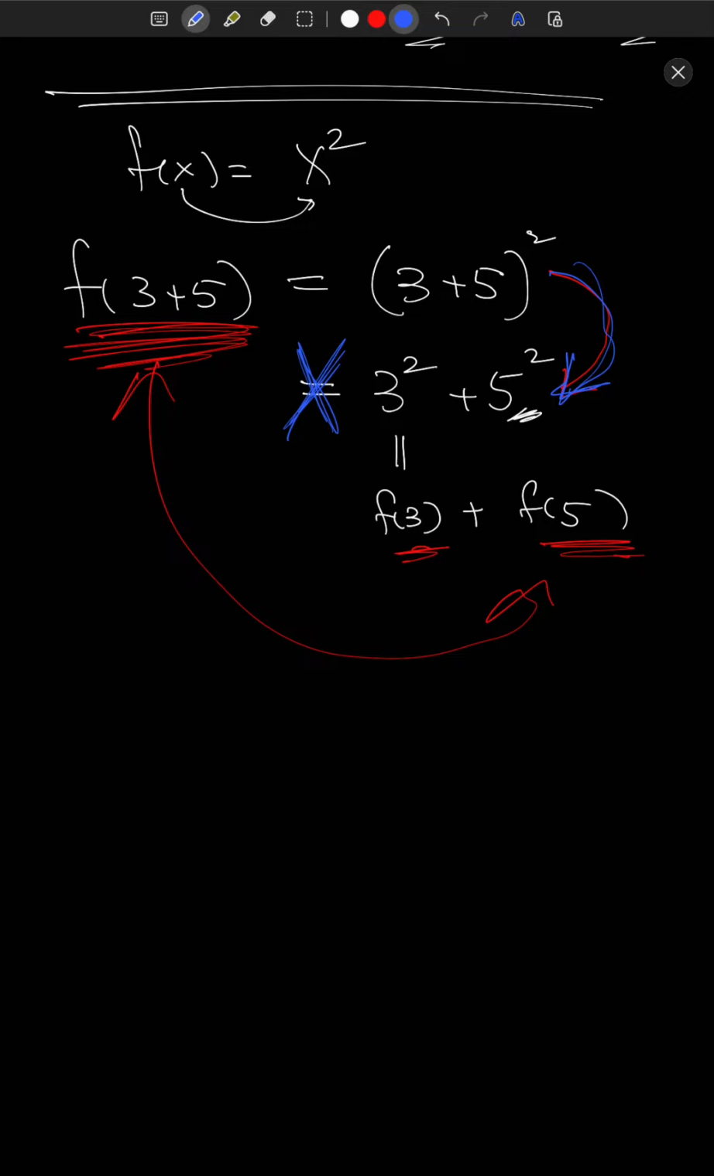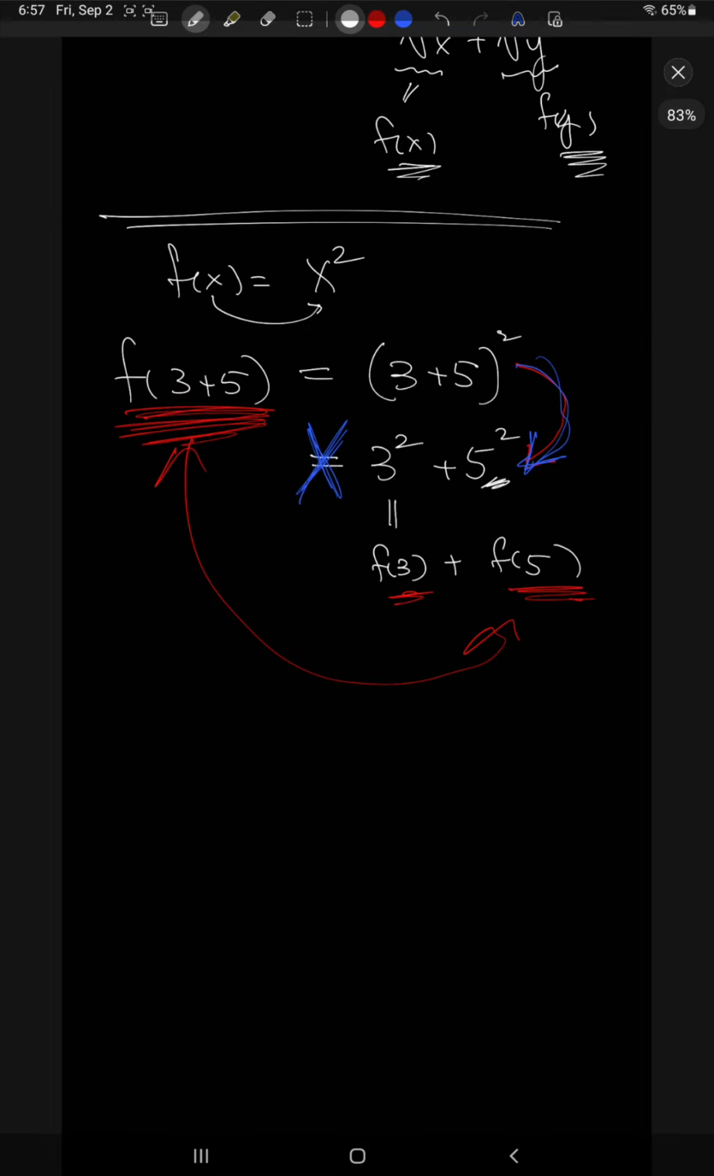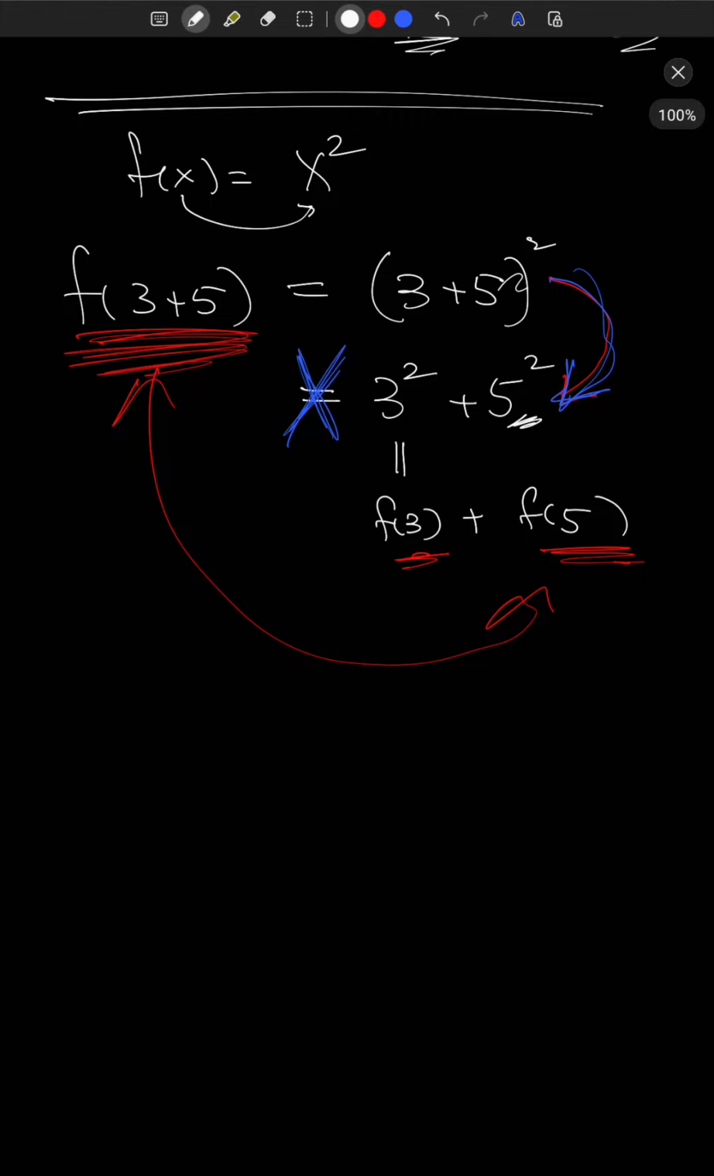You know this because if we just calculate, 3 plus 5 is 8. 8 squared is 64. Whereas 3 squared down here is 9, 5 squared is 25, and 25 plus 9 is 34. 34 is definitely not equal to 64.